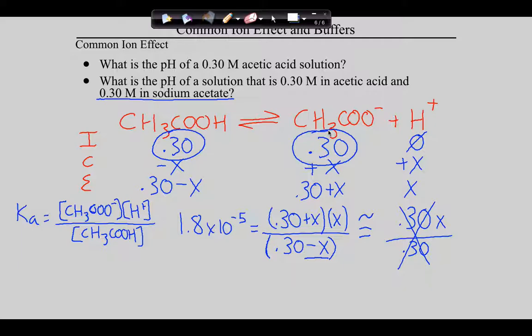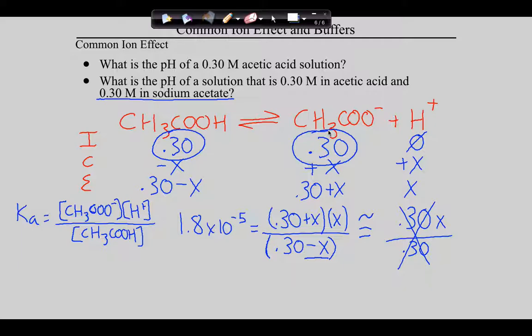So guys, let's say it again. When you build your buffers, and I'm going to say it this way, see if this makes sense. When you build your buffers, if you build them with equal molarities, that means the concentration of the weak electrolyte and the concentration of the conjugate salt, if those molarities are the same, then your hydrogen ion concentration is Ka.